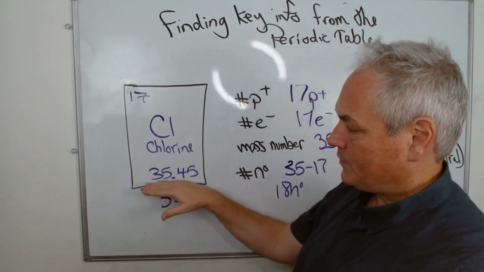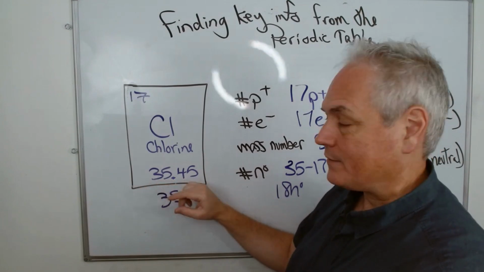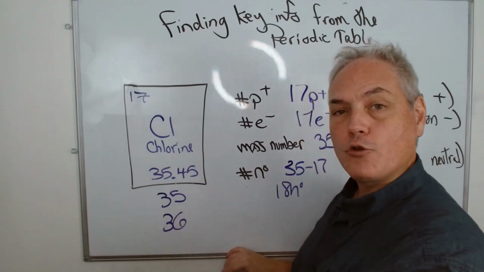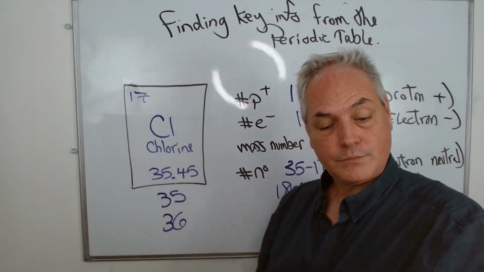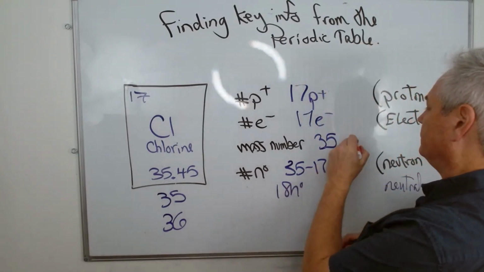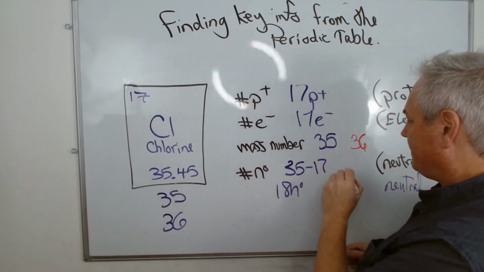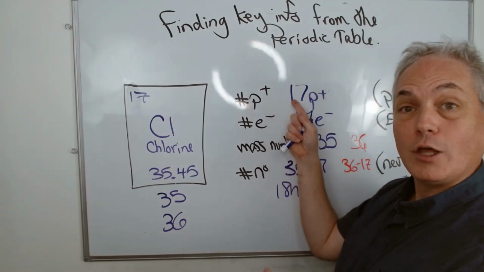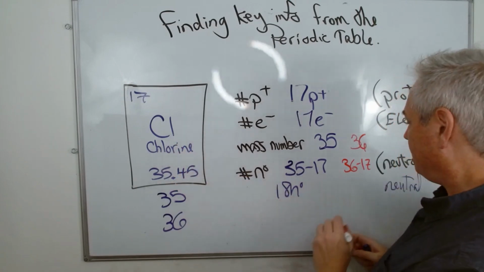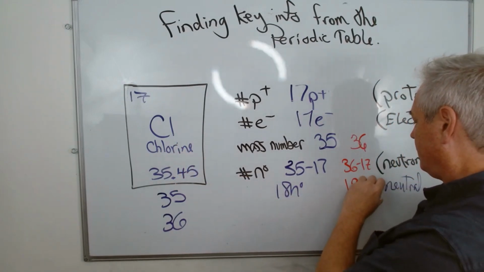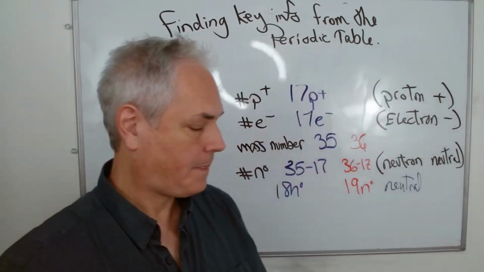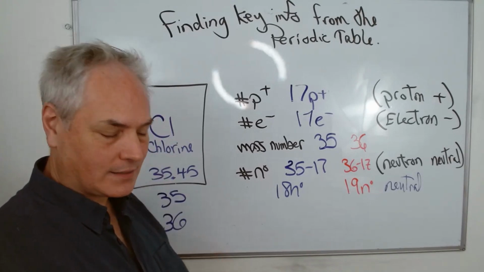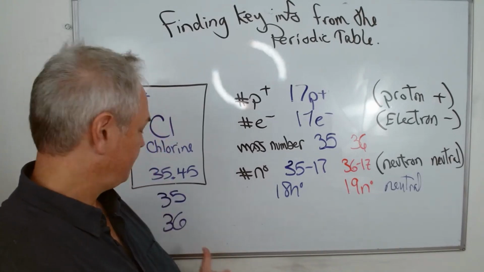But what is interesting is that here we have 35.45. So some people would say, well, why can't I use 36 as a mass number? Well, if you use 36, then 36 minus 17, because the atomic number never changes for a given element, we have 19 neutrons if we're using a mass number of 36.